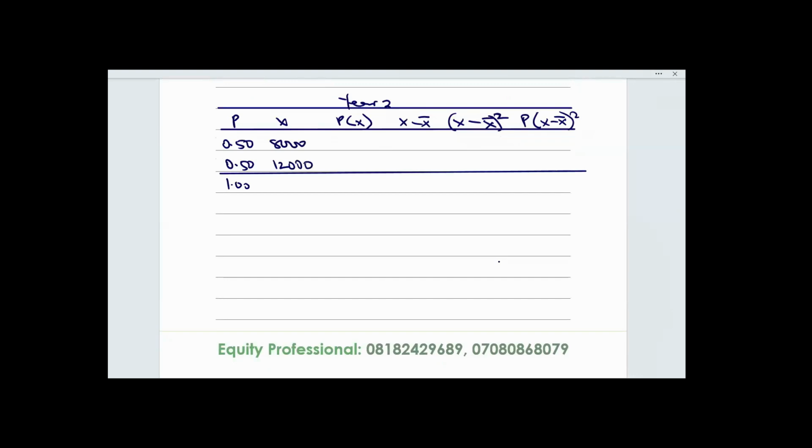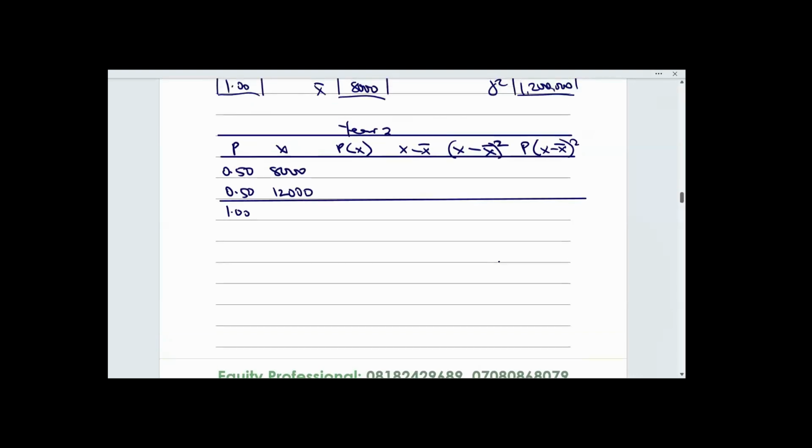Check. It's 12,000. Okay. So 50% of 8,000 will give us 4,000. 50% of 12,000 will give us 6,000. So you add it up. Expected value is 10,000 for year two.